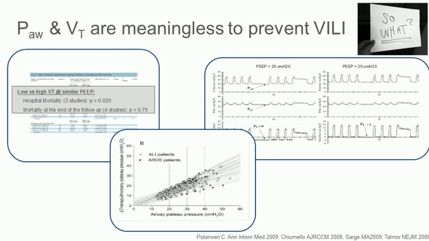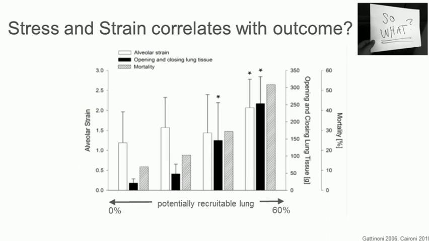So maybe the most important point regarding stress and strain is to say, take care, tidal volume, just tidal volume, is not enough. You have to consider eventually the change of volume from the FRC, the relaxation volume. And you also have to think more about the transpulmonary pressure instead of the plateau pressure.